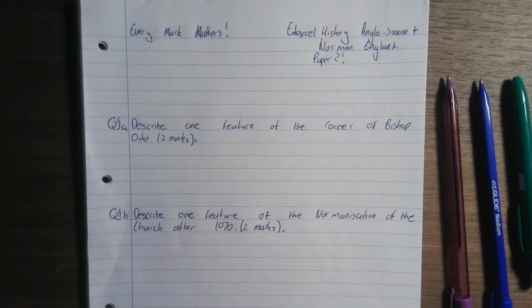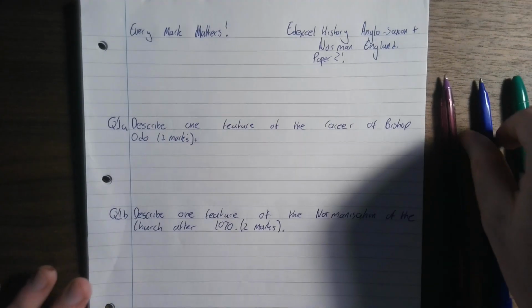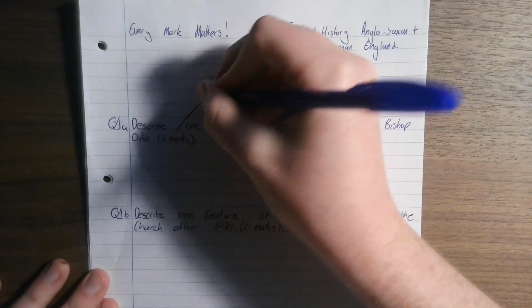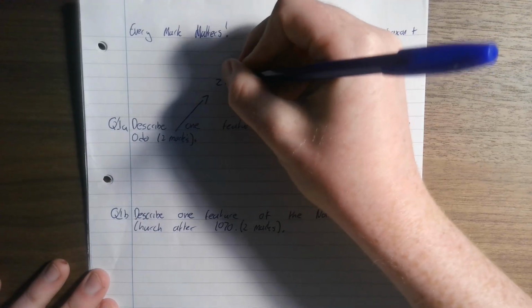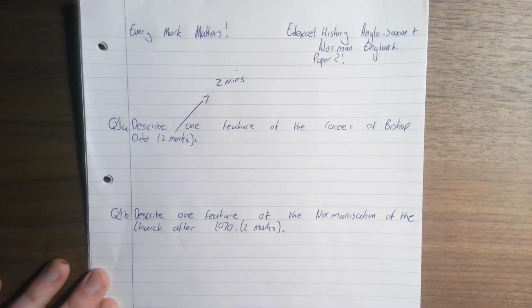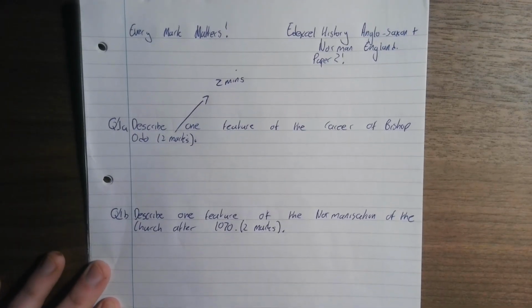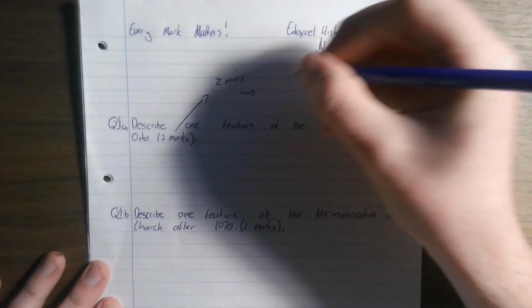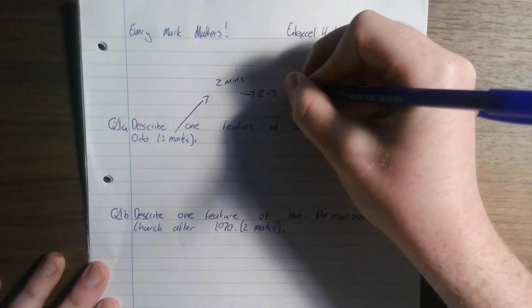Describe one feature of the career of Bishop Odo. I'm just going to start with the basics. Let's just start with the timings. Nice and easy, just 2 marks. Let's just call it 1 minute a mark, so 2 minutes. And again, you don't want to spend a great deal of time on this, so maybe you don't want to spend any more than 2 to 3 sentences.